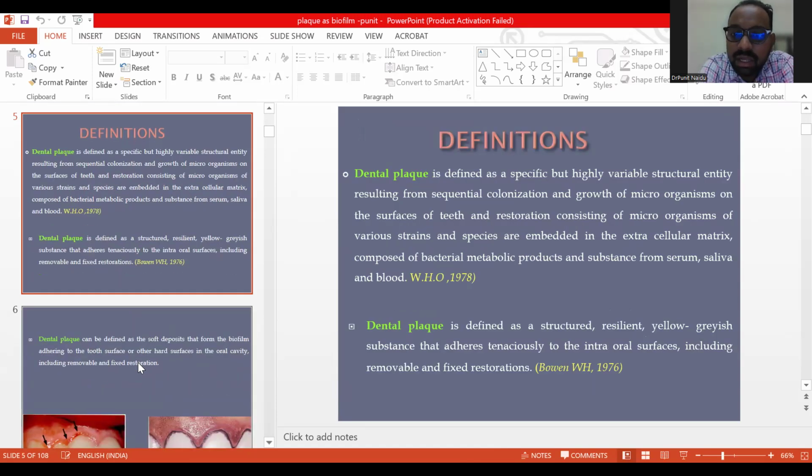So dental plaque is defined as a specific and highly variable sequential colonization and growth of microorganisms on the surfaces of teeth and restorations, consisting of microorganisms of various strains and species embedded in an extracellular matrix, which is composed of bacterial metabolic products and substances from serum, saliva, and blood. It is also defined as a structured, resilient, yellow-grayish substance adhering tenaciously to the intraoral surfaces, including removable and fixed restorations.